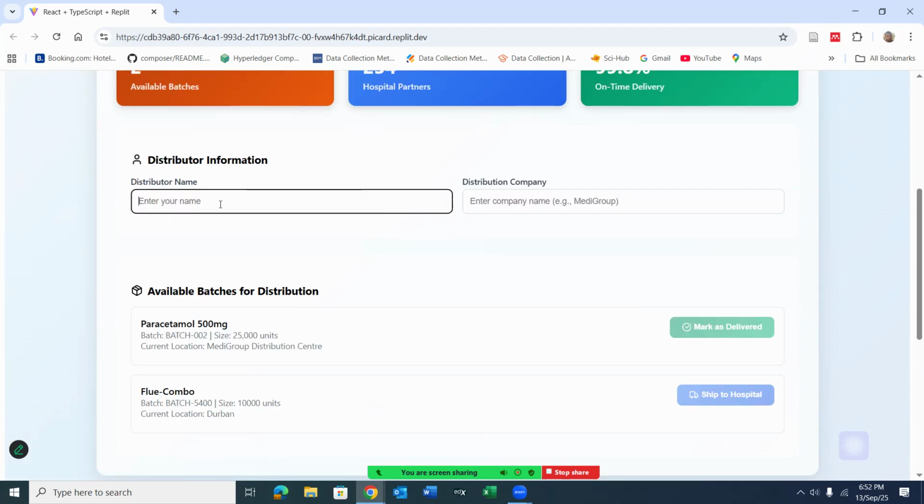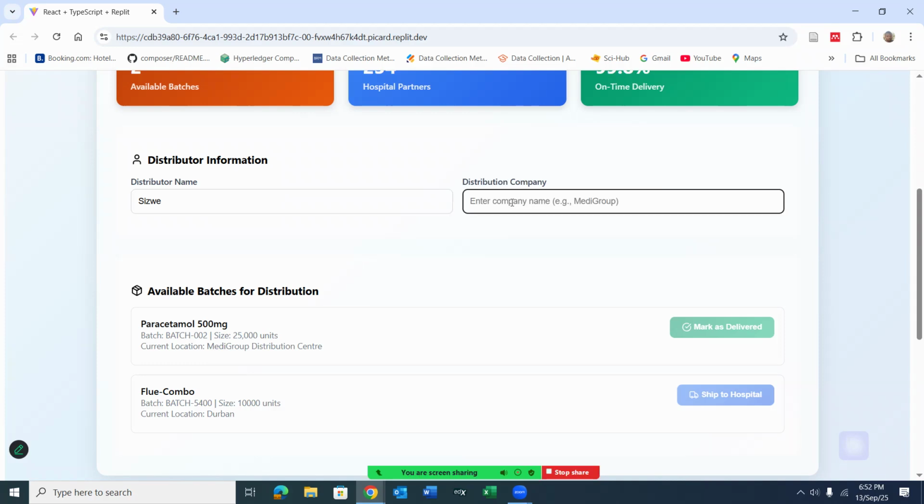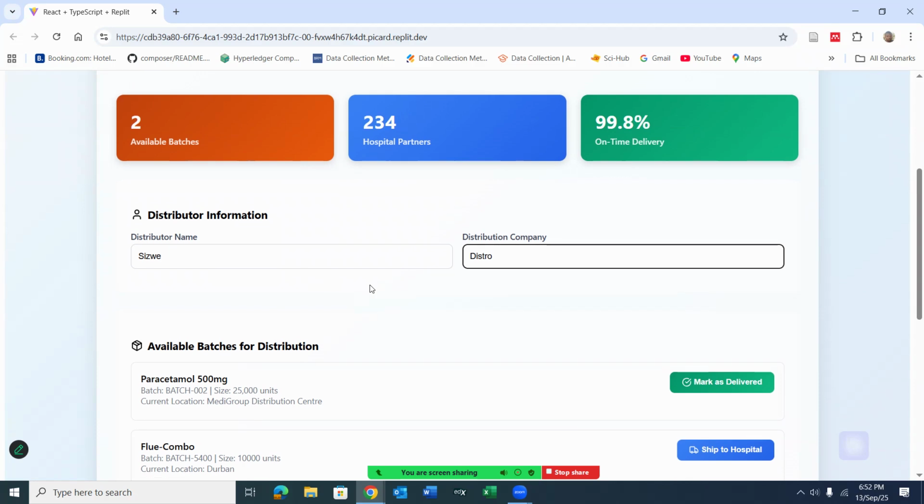Then they will have to enter their details here. So the approved company will come, and then the driver will enter their name, and the name of the distributor. Let's just call it the distro. So meaning that this is the name of the distribution company that is transporting our drugs or our medication.